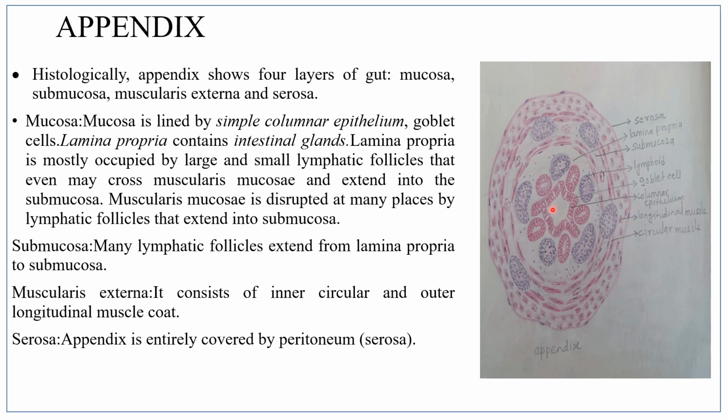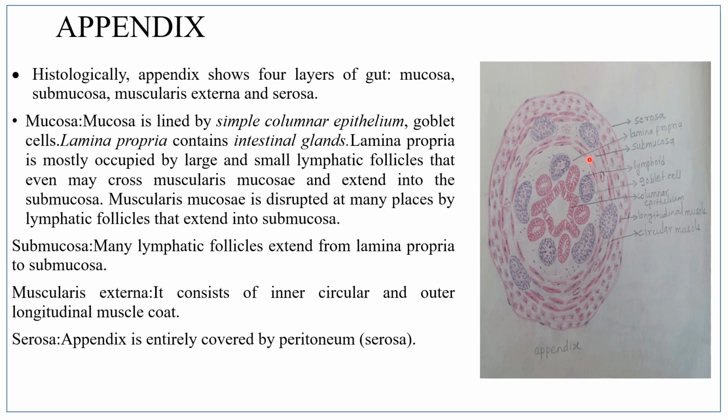Now we'll start with the mucosa. It is lined by simple columnar epithelium with goblet cells. Then in the lamina propria of the mucosa, we have the intestinal glands, and the peculiarity is presence of lymphatic follicles. So we can see abundant lymphatic follicles in the lamina propria of the appendix.